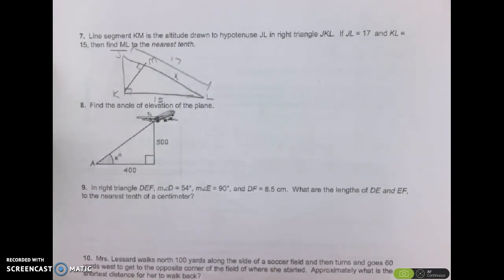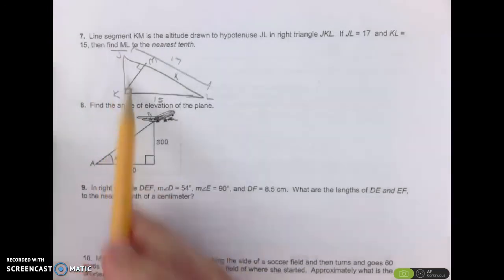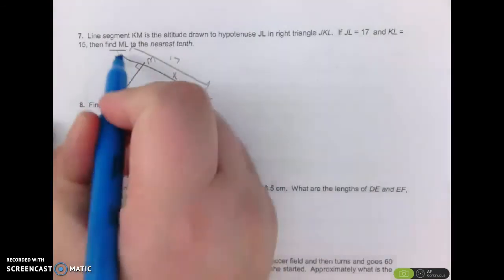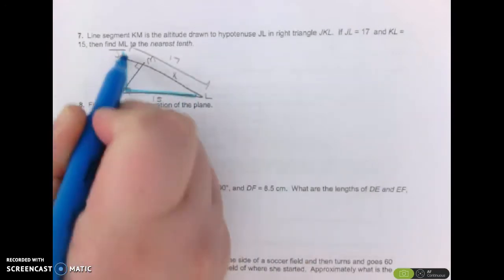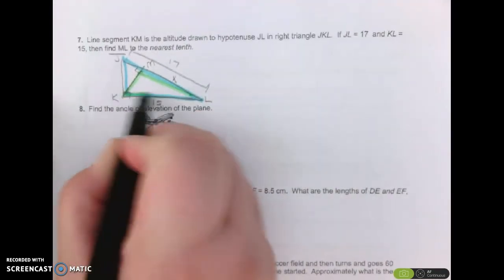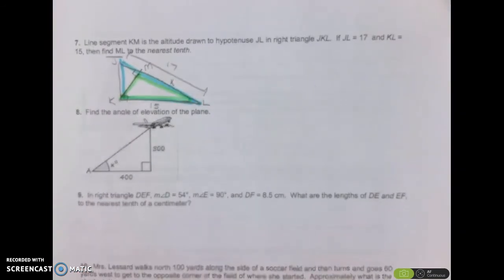So basically, when you have a right triangle with an altitude from the right angle, it creates three similar triangles. I have the big triangle JKL, which I'm going to highlight in blue. So JKL is the full triangle. And then I have two smaller triangles, triangle JMK and KML. I'm going to highlight triangle KML in green. So you can see I have three different similar triangles.